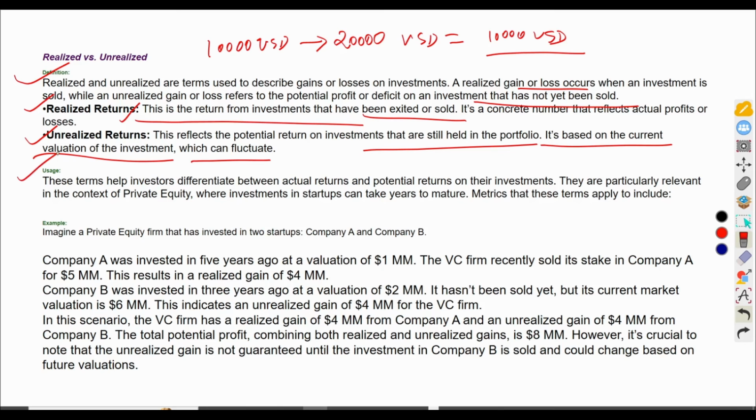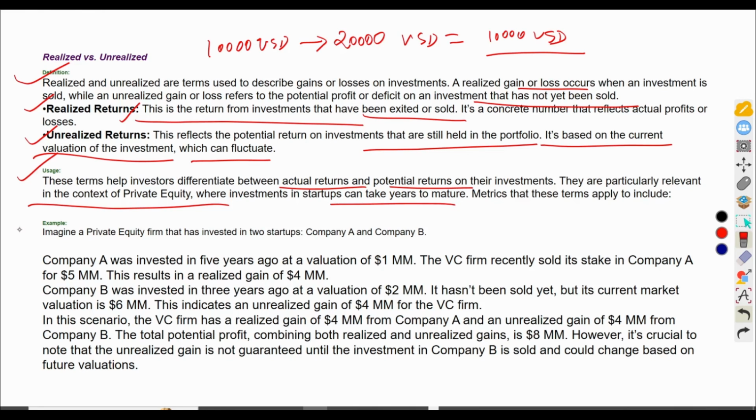If I talk about usage, these terms help investors differentiate between actual returns and potential returns on their investments, and they are particularly relevant in the context of private equity, where investments in startups can take years to mature, and metrics that these terms apply to include, right?